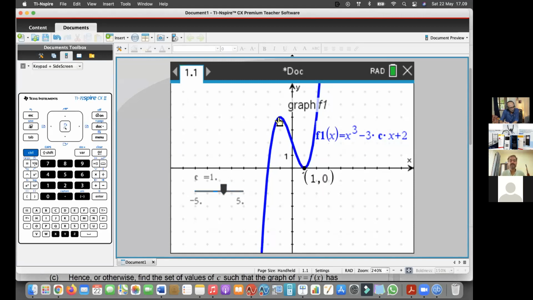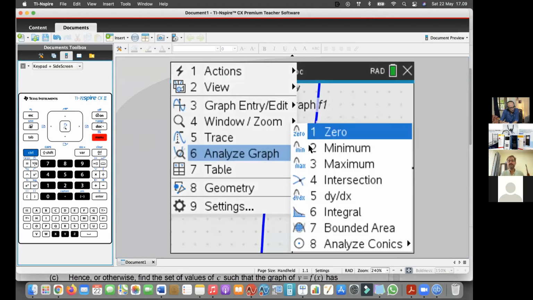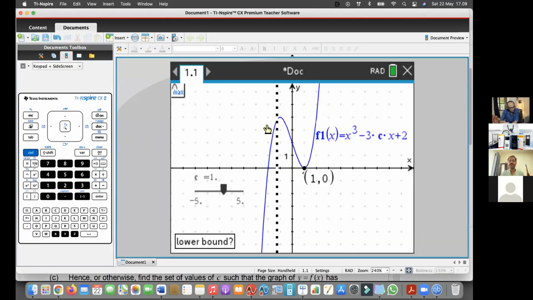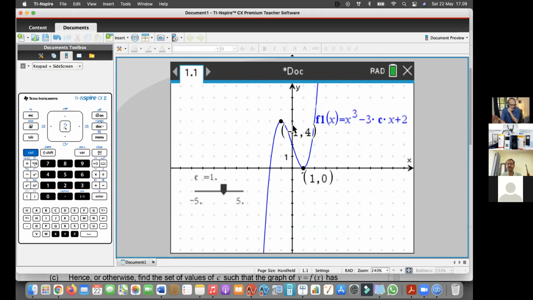Now you're looking at this turning point. Same process. Go to analyze graph. This time it's maximum between these 2 points. One is here and one is here. And it's showing here 1, -1, 4. And you can always move your point from one place to another place. So this much you can draw in your answer script.